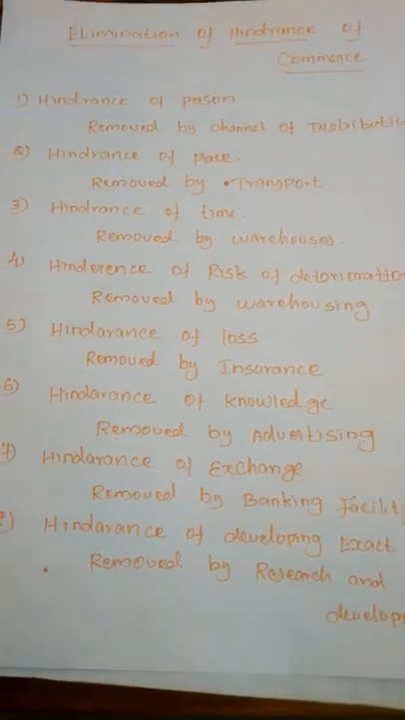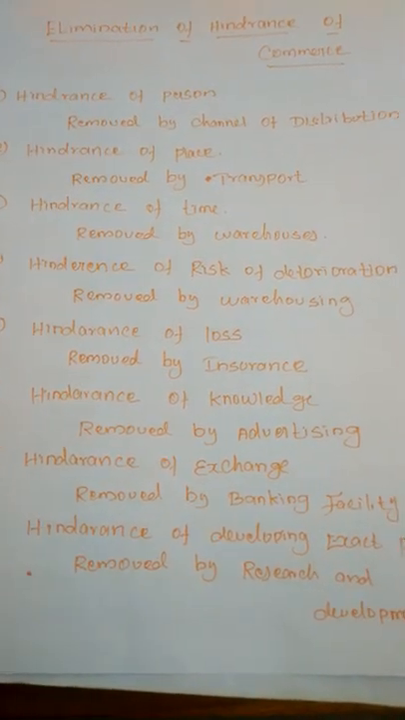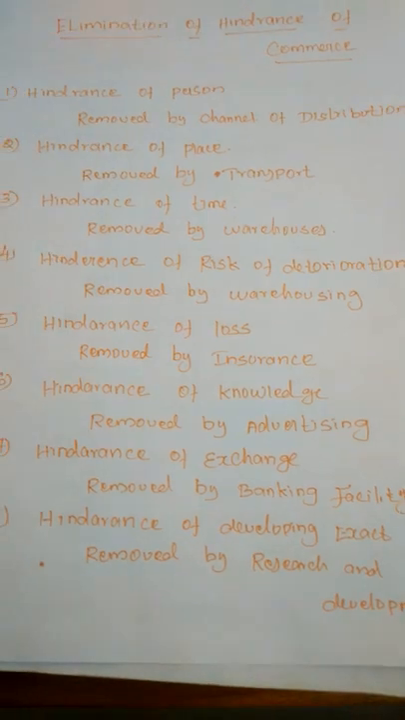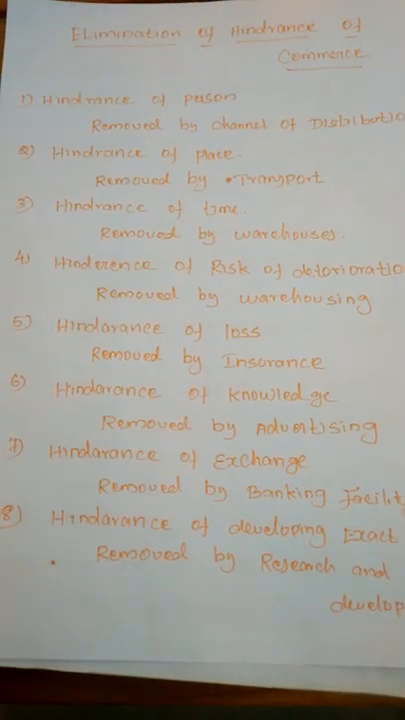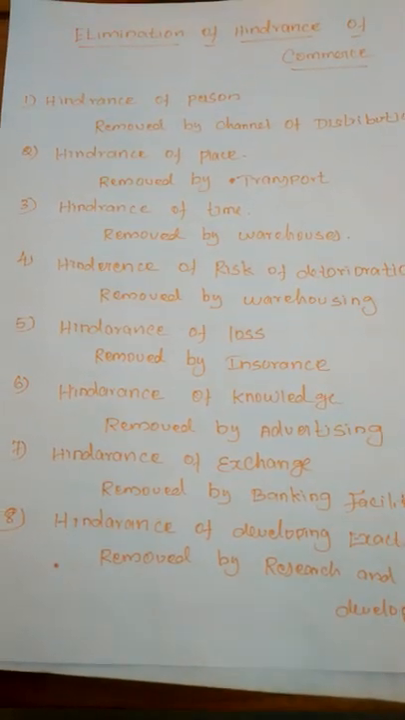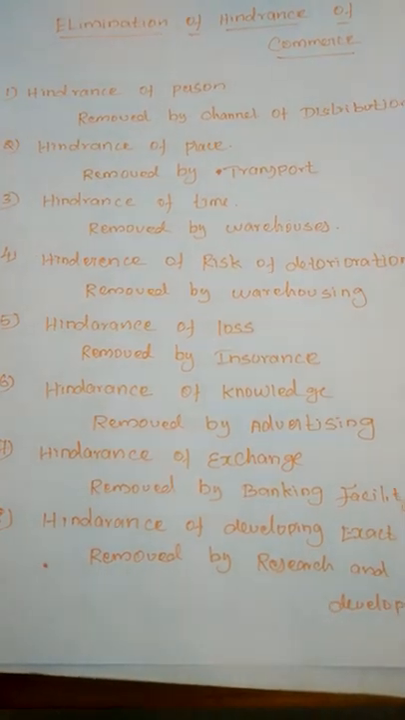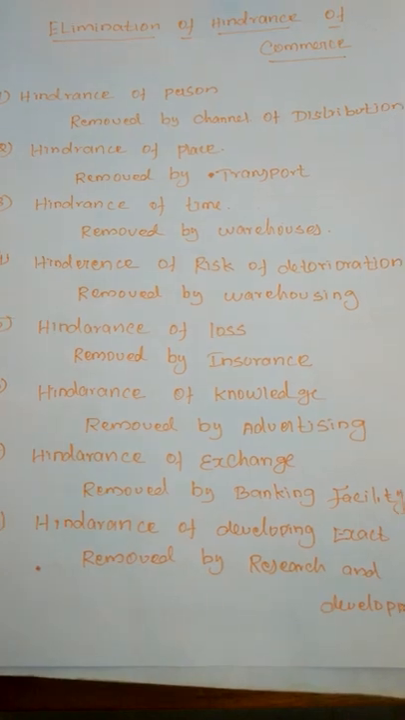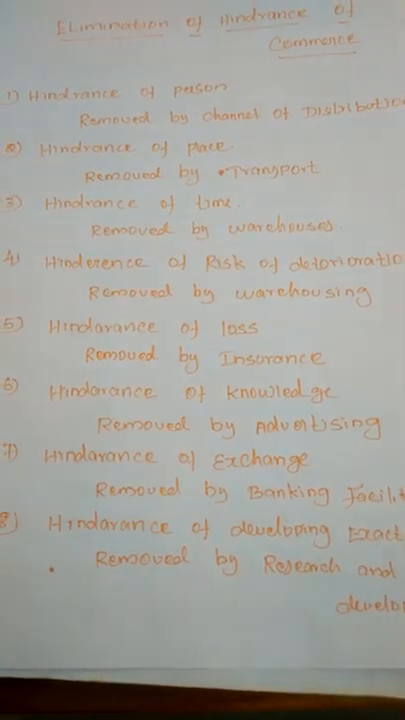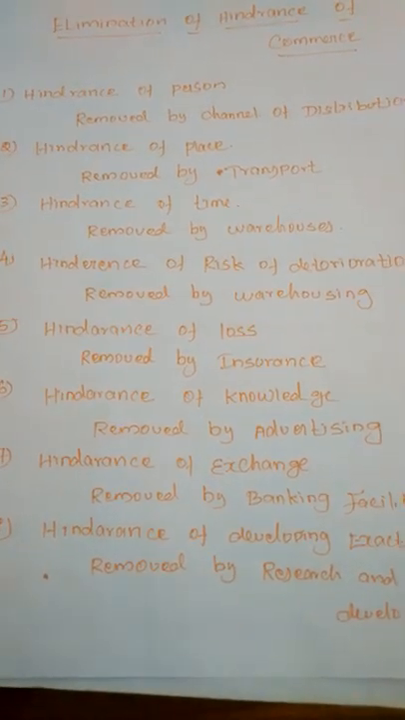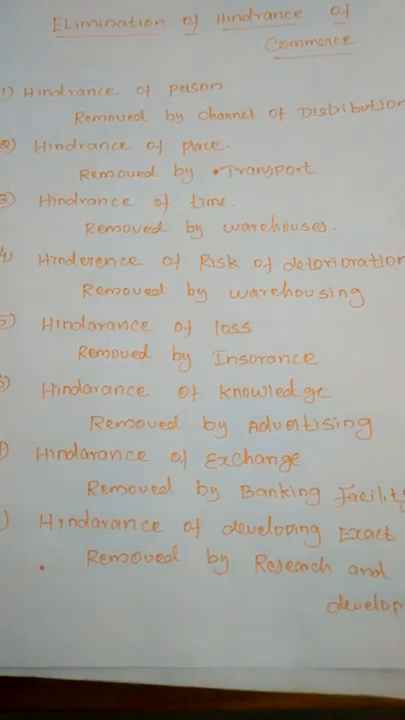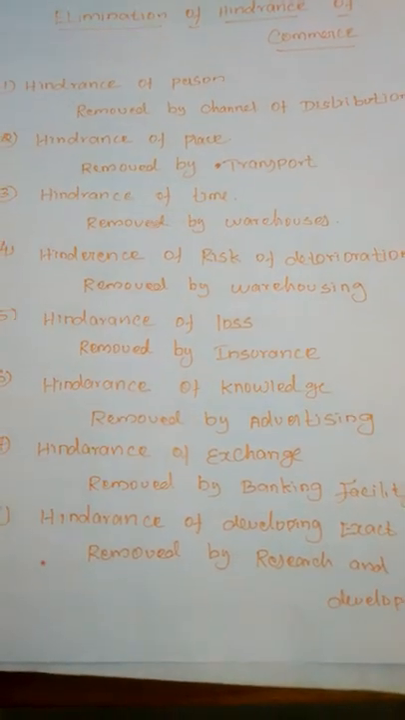Okay, simply some sick people and some aged people want to consume commodities, and if they are not able to go to the market or shops, that is called hindrance of selection and delivery. Okay, then who will eliminate this hindrance? Who will eliminate this problem? It is now the e-commerce.